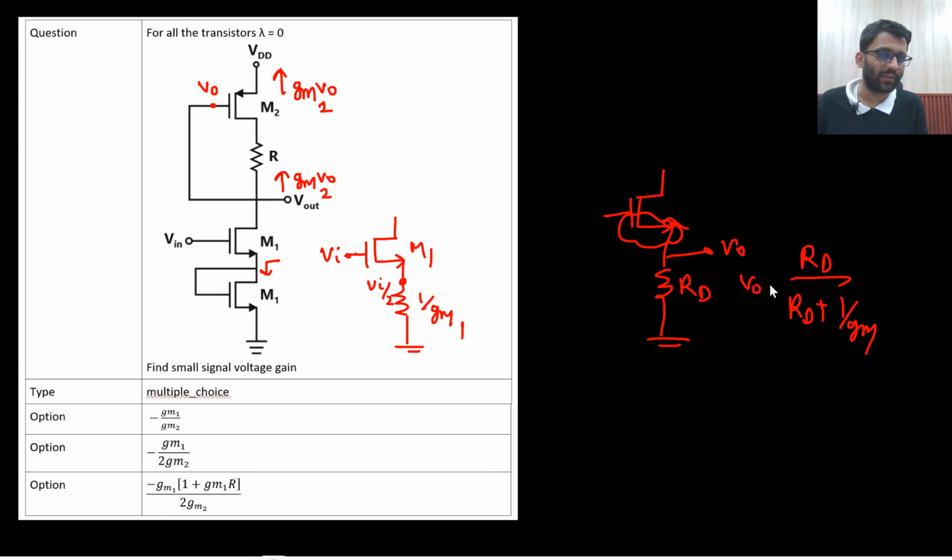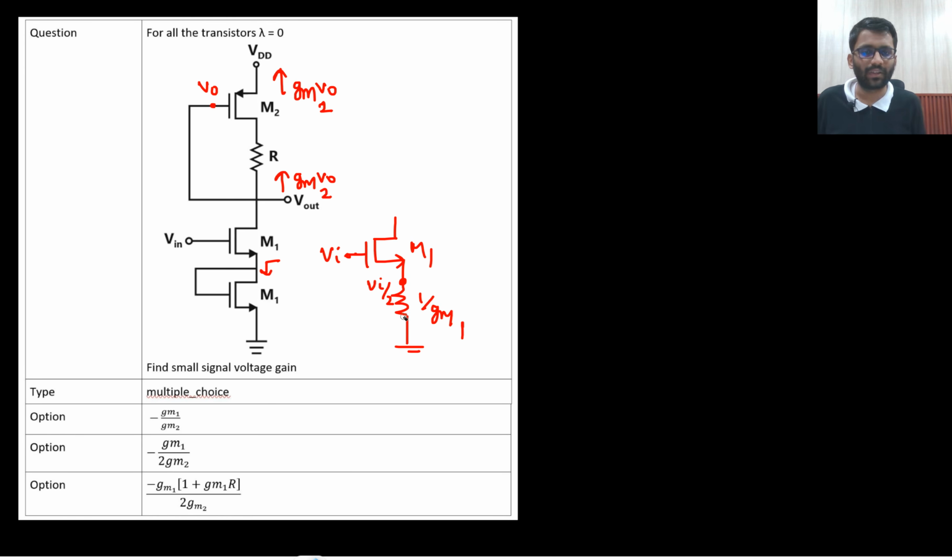So this will be my V0. V0 will be Rd upon Rd plus 1 by gm. And if this is your V, so gm Rd upon 1 plus gm Rd. So directly I see 1 by gm here. So 1 by gm and 1 by gm. So this will be Vin by 2. Right? Are you getting this point? Here I see 1 by gm and another 1 by gm is there. So directly potential divide I can do.